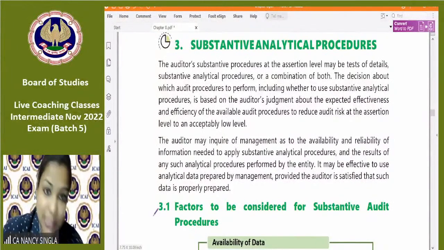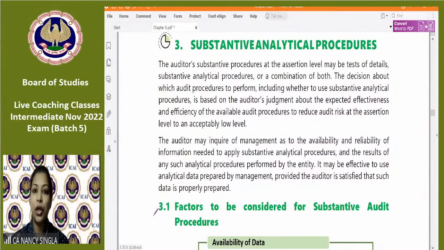Now substantive analytical procedure means the auditor is performing the analytical procedure as one of the substantive procedures, that is, at the testing phase.